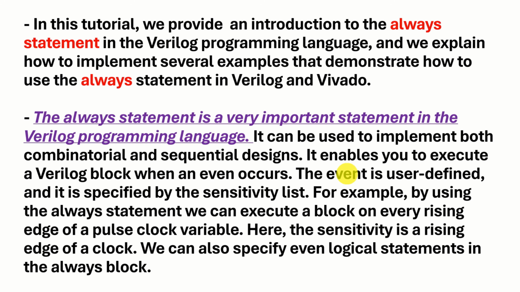It enables you to execute a Verilog block when an event occurs. The event is user-defined and it is specified by the sensitivity list. For example, by using the always statement, we can execute a block on every rising edge of a pulse clock variable. Here, the sensitivity is a rising edge of a clock. We can also specify even logical statements in the always block.